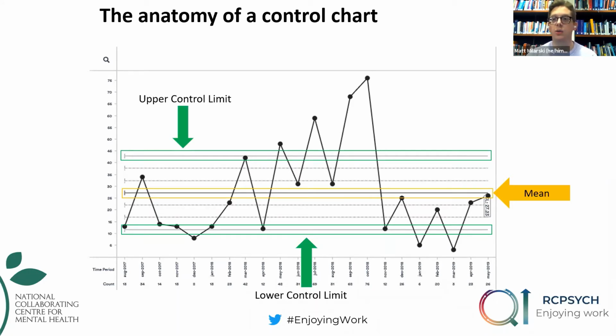And then you can probably see that there are also some extra lines going across the chart, in addition to the mean line. And these are the upper and lower control limits. They help us to understand variation in our data. Within any process, there's going to be some natural variation, and the control limits define the boundaries of expected random variation above or below the mean.